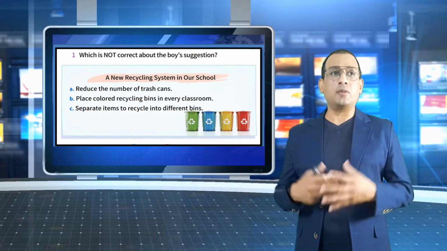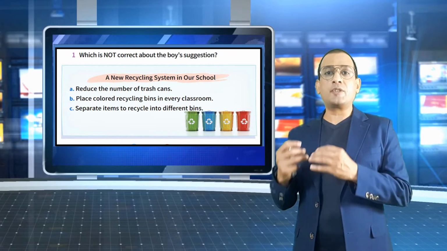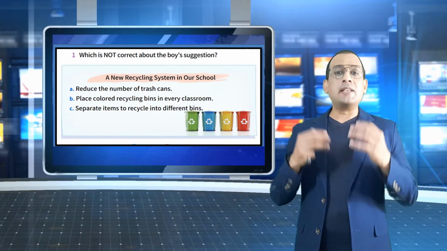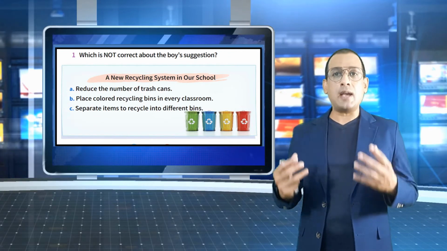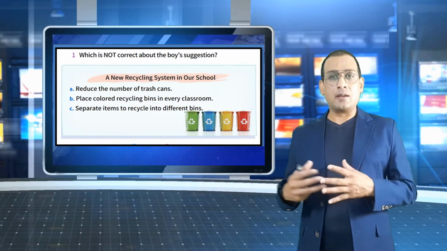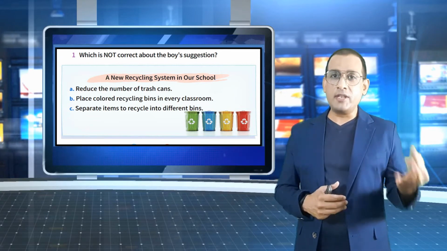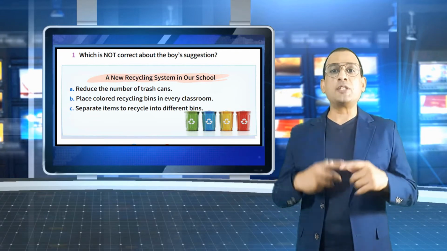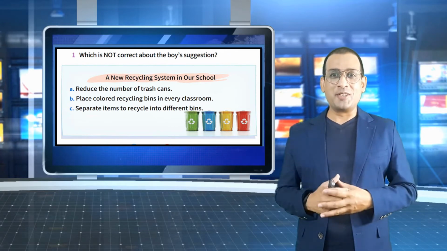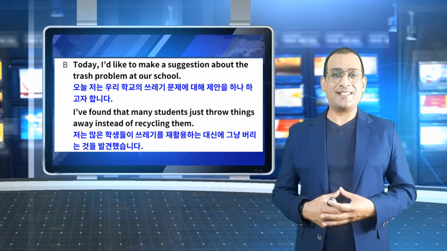Let me read it for you. It says, A, reduce the number of trash cans. B, place colored recycling bins in every class. C, separate items to recycle into different bins. So there are 3 statements. You have to pick which is incorrect. Ready? Let's listen to the dialogue and then you can choose which is incorrect.